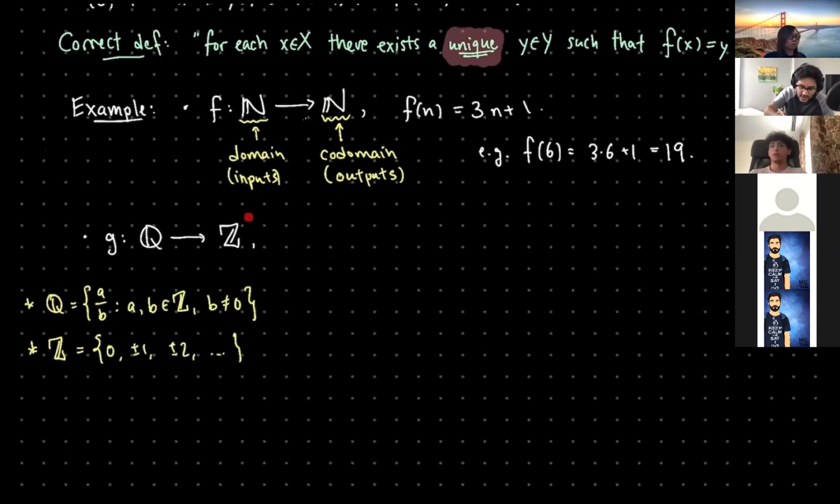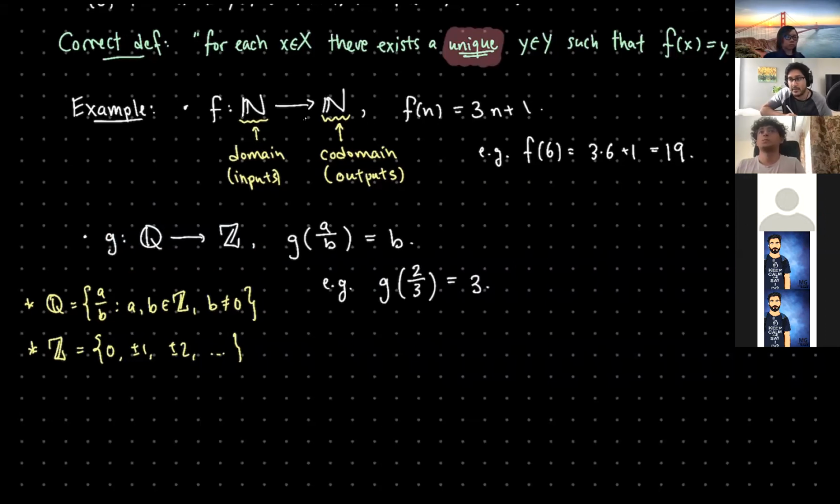Okay, so I'm saying g is a function from Q to Z. That means that it takes as an input some rational number, and as an output, it gives some integer. So let's write it like that. G of some rational number a over b, let's just say it returns the denominator, b. So it takes a over b and returns b. So for example, I could plug in g of 2 over 3. That would be 3 because that's the denominator, right?